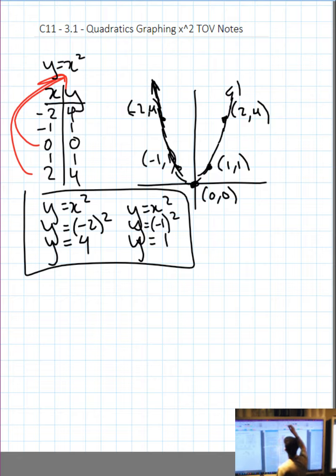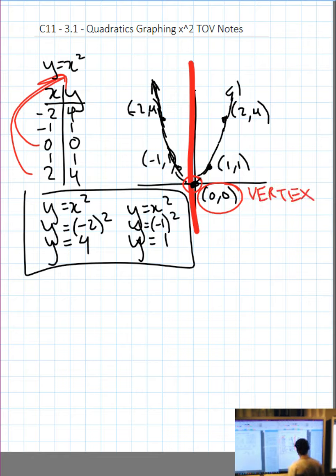Now, notice it's symmetrical on both sides of this red line. And notice the pattern away from the bottom number, 0, 0, what we call the vertex, the top or the bottom of any U-shaped parabola. The pattern away from the vertex is table of values in your head. 1 squared is 1, up 1. 2 squared is 4, up 4. Negative 1 squared is 1, up 1. Negative 2 squared is 4, up 4. Memorize that pattern. Don't memorize some 1, 1, 3, 1 thing. Use your head. Logic. Do a table of values in your head.